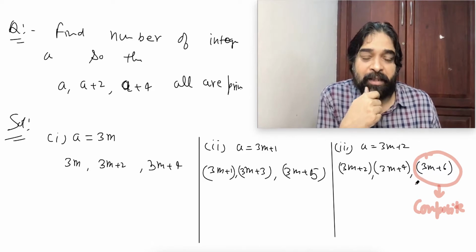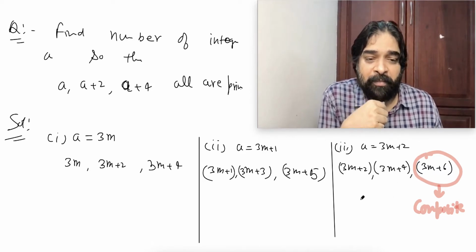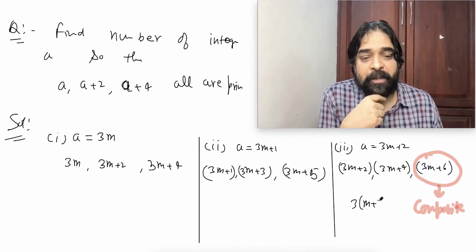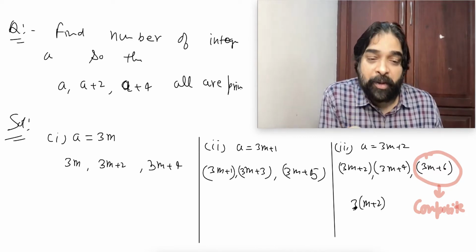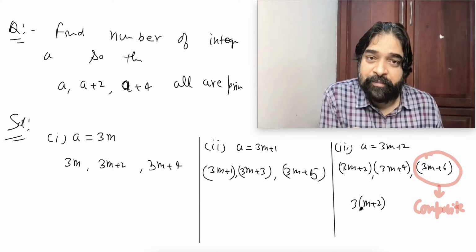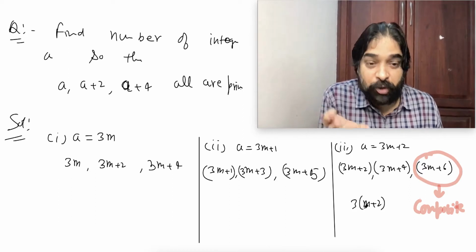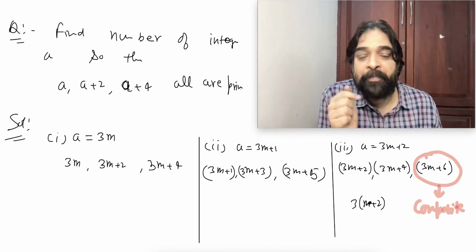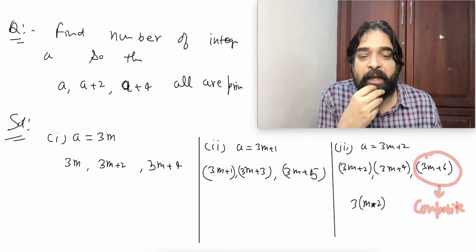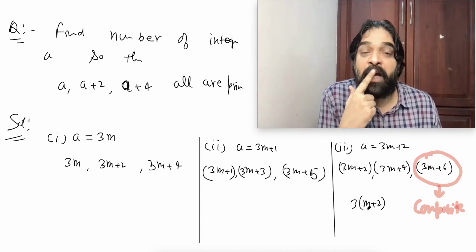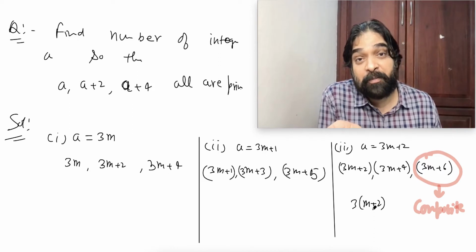Somebody can say, sir, 3 into m plus 2 will come, so how can you say it's a prime? Composite, because this is having 2 factors already, and 1 of course is there. So 3 factors will be there minimum. Maybe some of you can think, sir, m equal to 0. M equal to 0, then 100% it is a composite.